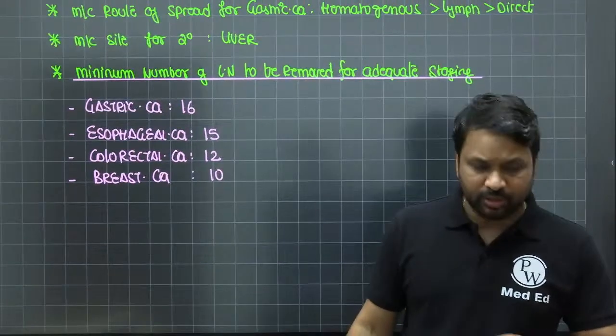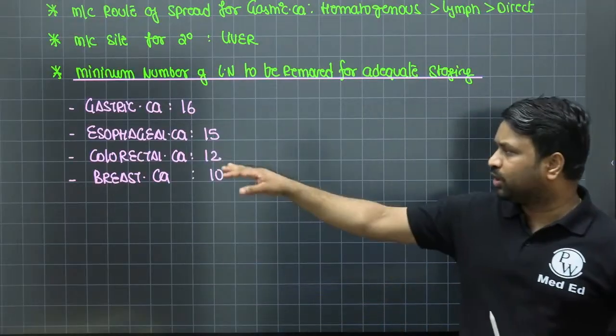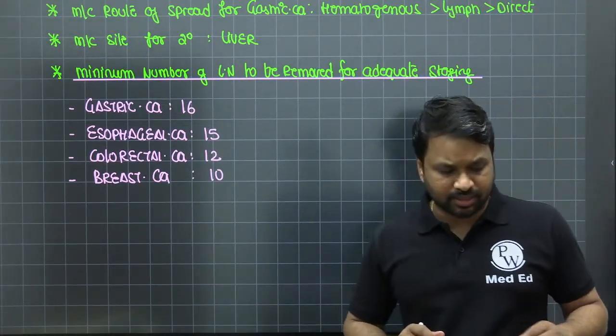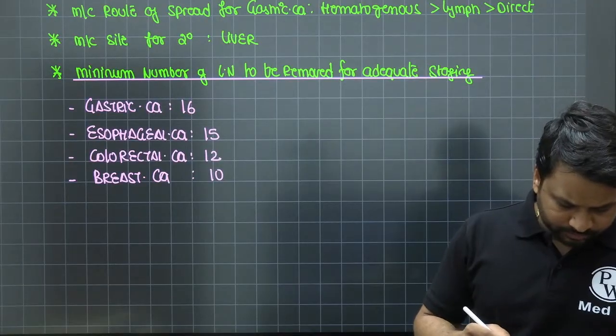So minimum lymph nodes to be removed in order to stage gastric cancer is 16, esophageal is 15, colorectal is 12, and the breast cancer it is going to be 10. It is going to be 10, right?